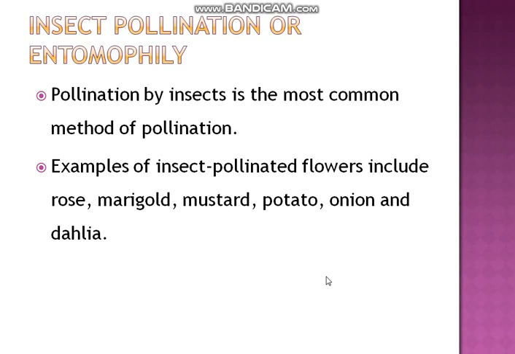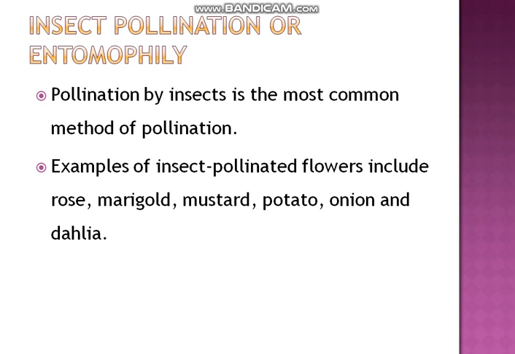Then first, moving to insect pollination or entomophily. Pollination by insects is called insect pollination. Examples of insect pollinated flowers are rose, marigold, mustard, potato, onion and dahlia.